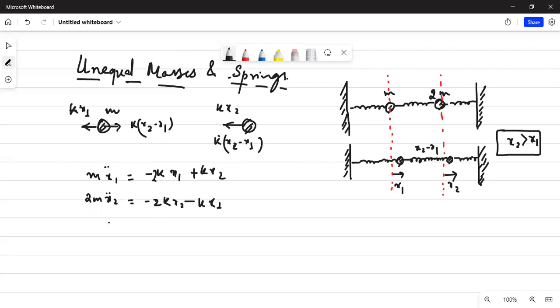And if I write this in the proper differential equation format, I'll get x1 double dot plus 2 omega square x1 minus omega square x2 equal to 0, and then another one will be 2x2 double dot plus 2 omega square x2 plus omega square x1 equal to 0. So this is your equation number 1, this is your equation number 2.